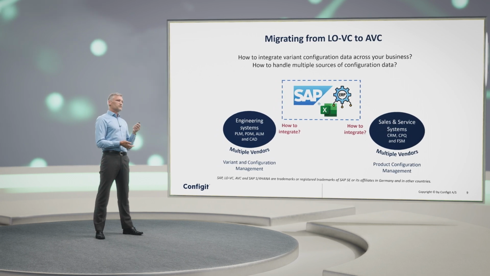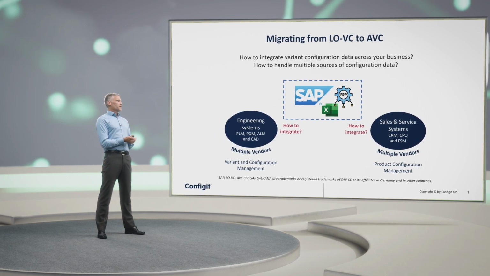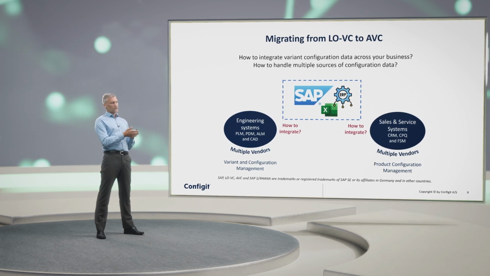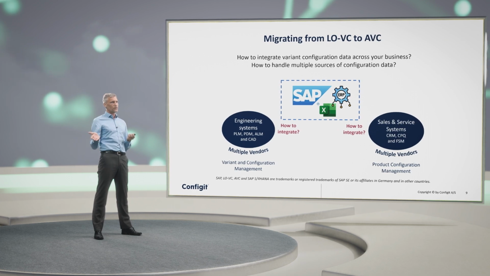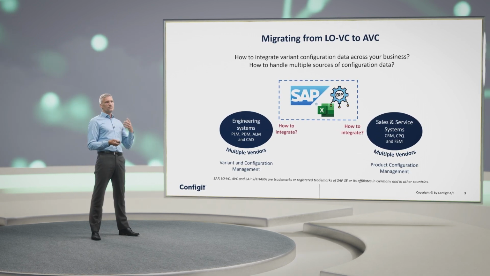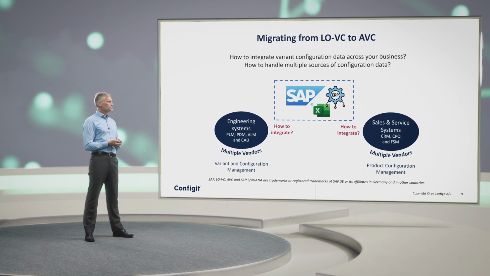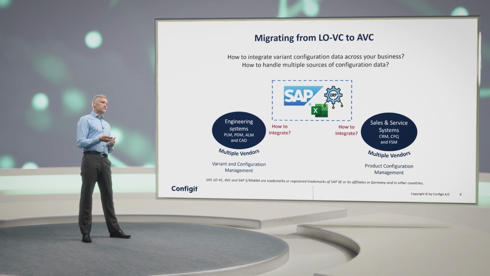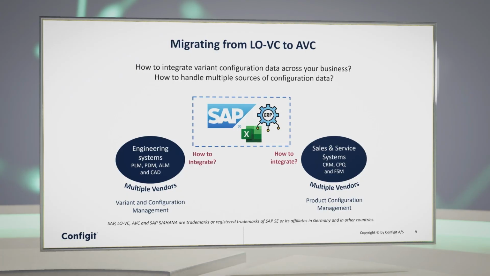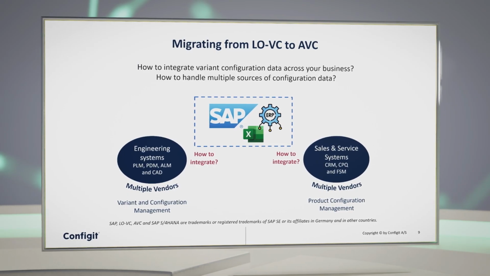And this means that in addition to the migration challenge itself, you also need to consider how to integrate variant configuration data across your business during that migration process, and what considerations to make if you have multiple sources of configuration data. So we'll now look at 3 different options that can make the migration to AVC as smooth as possible and open up for new possibilities when you have configuration data from multiple systems that you need to have available in your landscape.